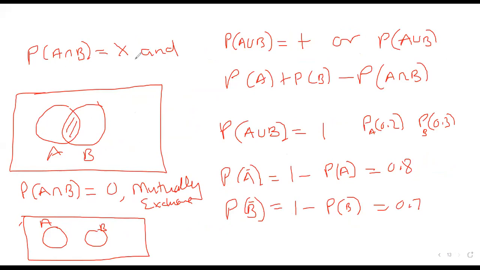The word and means what? Intersect. So if you're given probability of A times probability of B, it means we're intersecting A and B. To intersect is to multiply. So what is common between the two of them is called the intersection. Any questions so far?